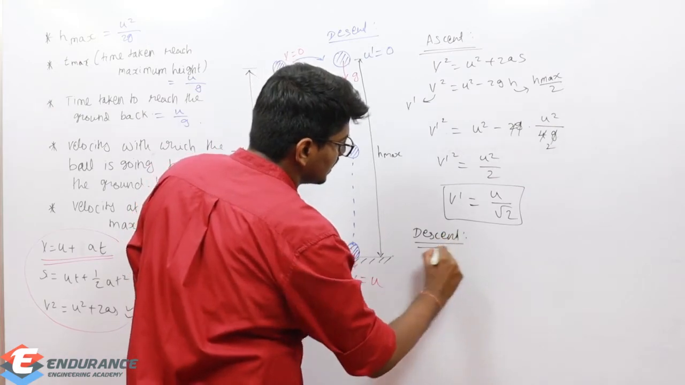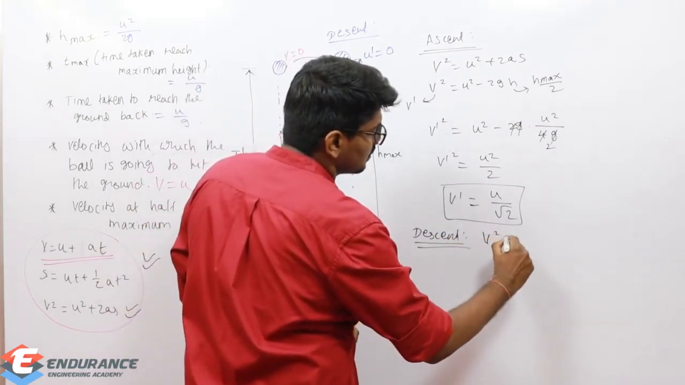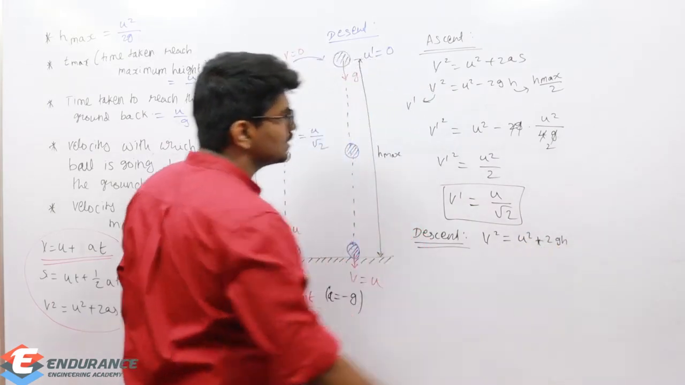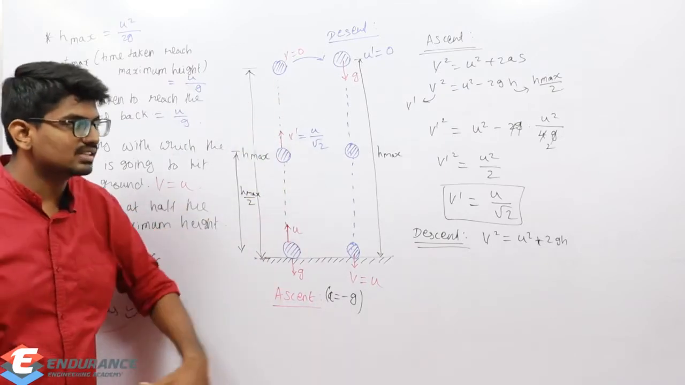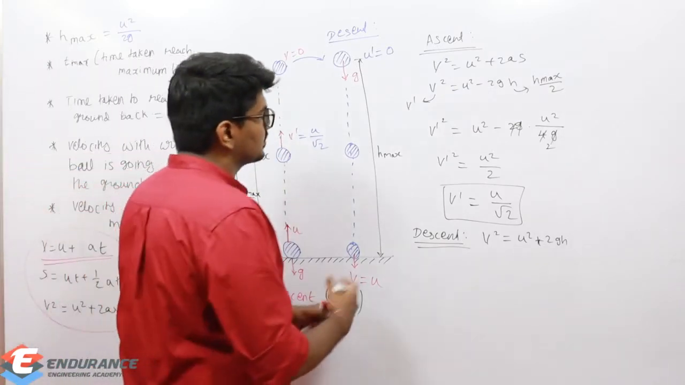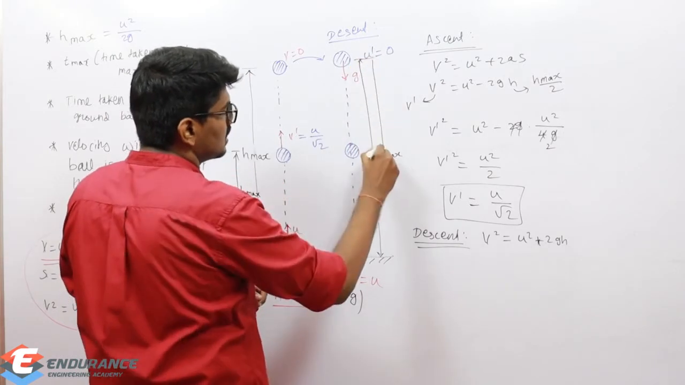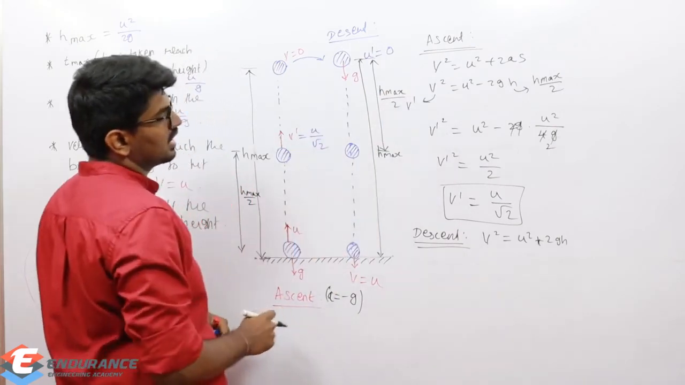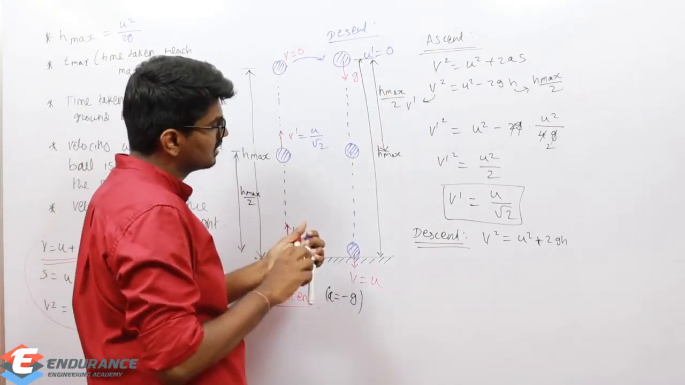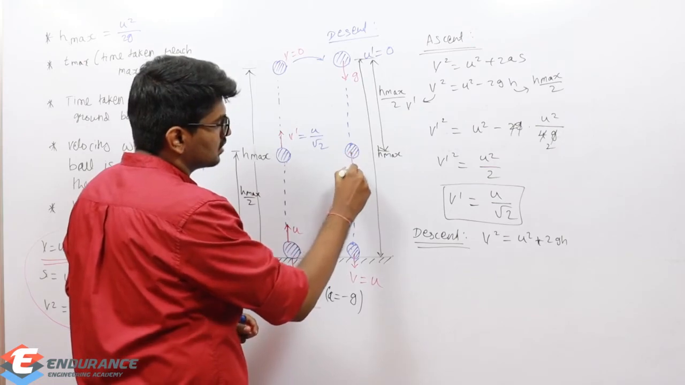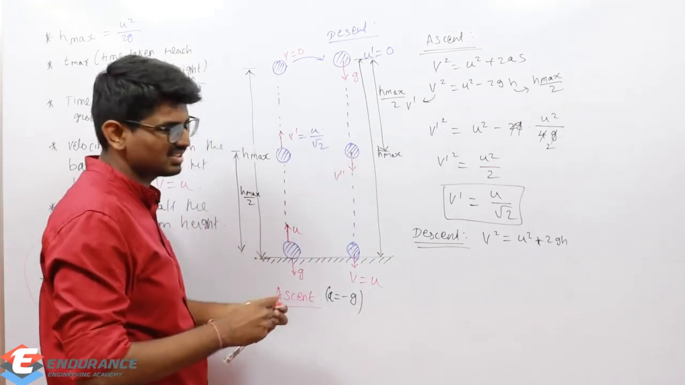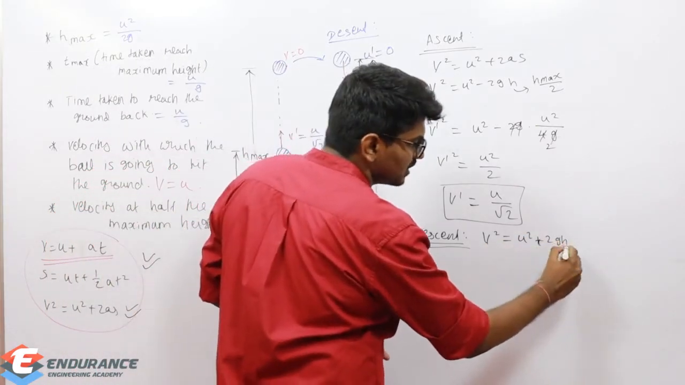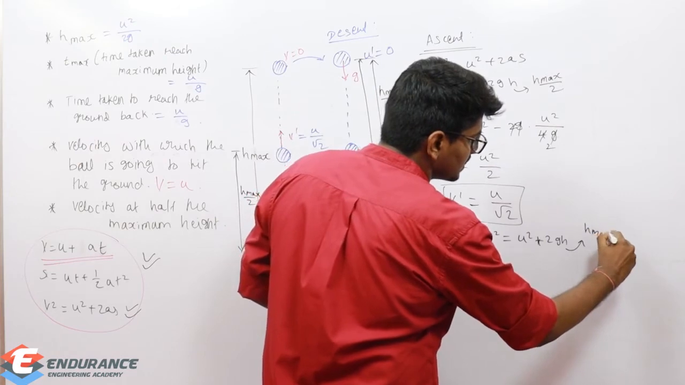Descending case. In case of descending, again I will use the same formula. V square is equal to U square plus 2GH in this case. Plus 2GH because it is moving down, so acceleration is in the direction of motion. And half of the distance means H max by 2 again. And let us consider the velocity with which it is moving down to be V double dash, just for example. Again, I need to substitute H max by 2 here.